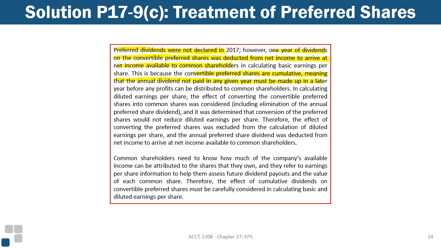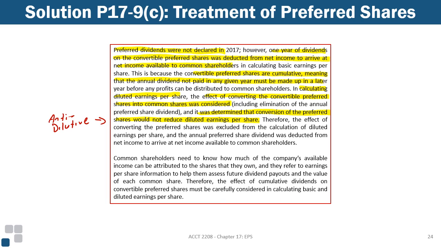So in calculating the diluted earnings per share, we have to include the effect of converting the preferred share to common share, right? And it was determined that the conversion would not reduce earnings per share, and the only reason for that is because they were anti-dilutive, right? Anti-dilutive.